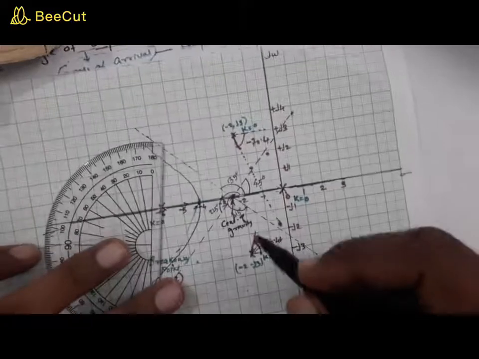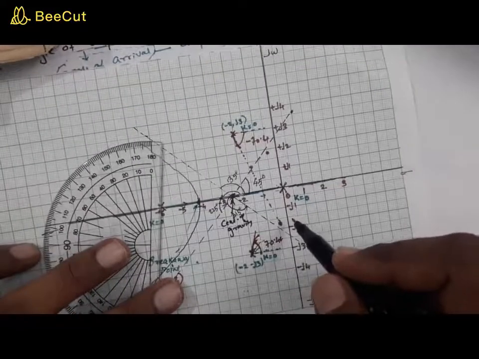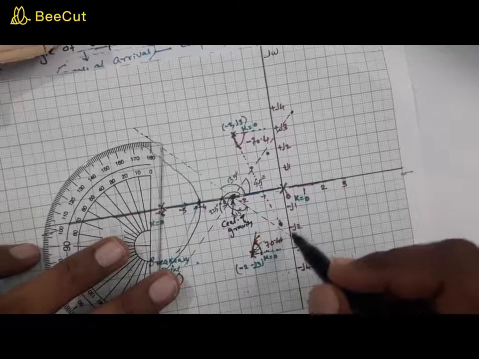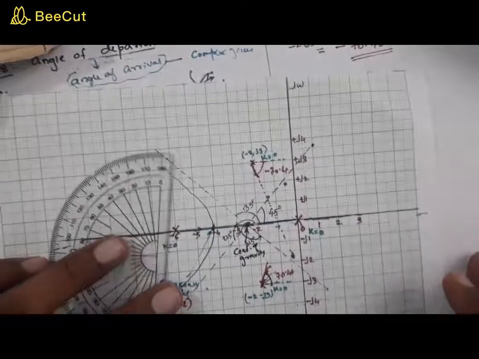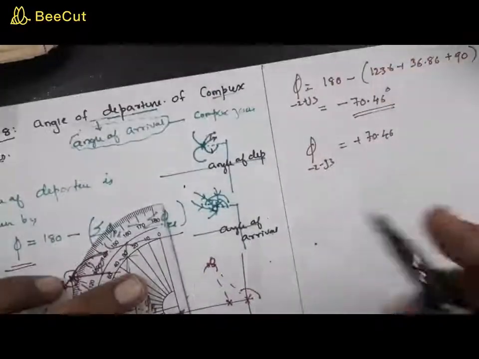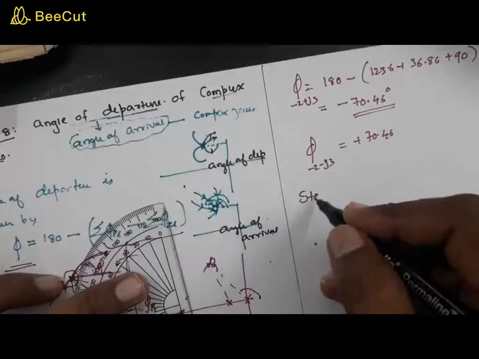Now the question is, this particular root locus may be meeting on the imaginary axis. Now that can be found out by applying the Routh-Hurwitz criterion. That will be shown as follows. That is your step 9.